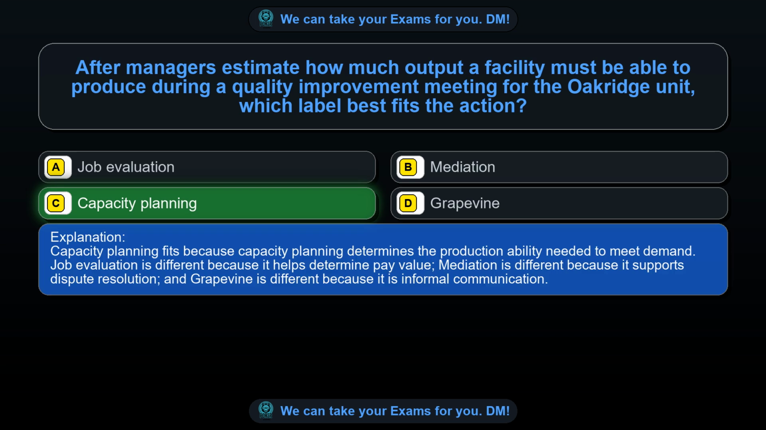Capacity planning fits because capacity planning determines the production ability needed to meet demand. Job evaluation is different because it helps determine pay value. Mediation is different because it supports dispute resolution, and grapevine is different because it is informal communication.